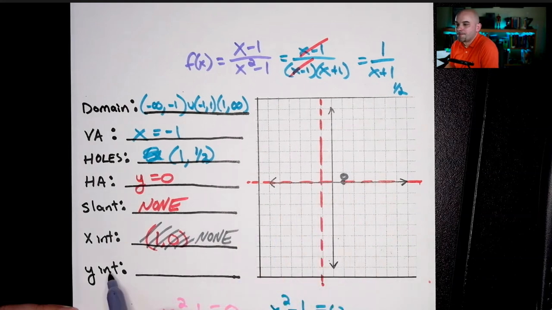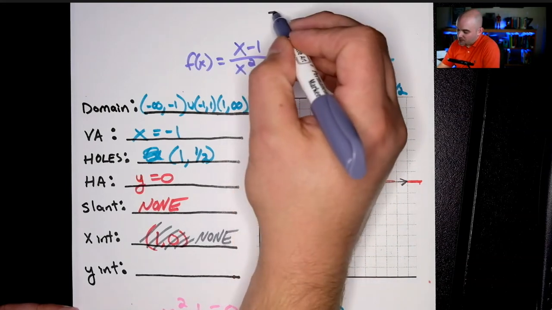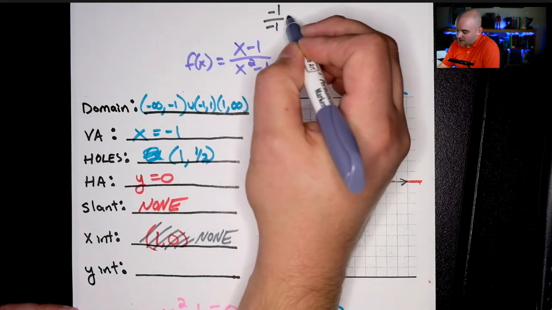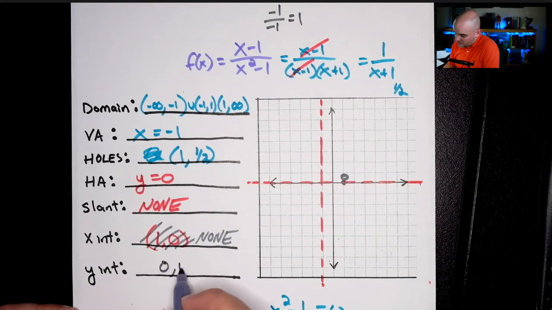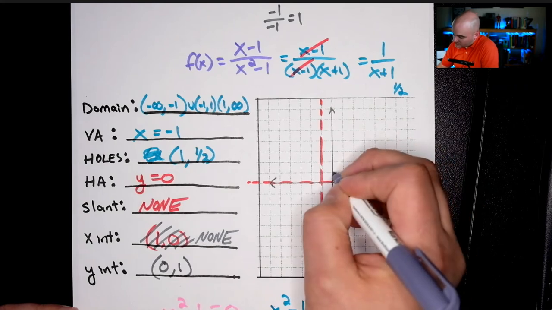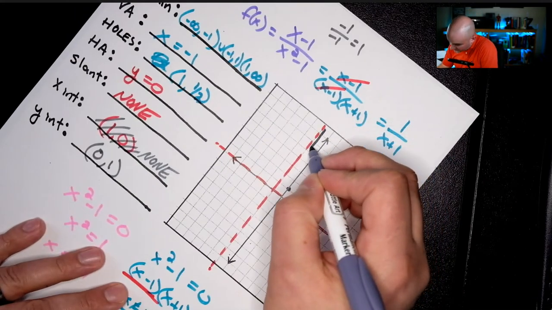We can't do that. The y-intercept happens when x's value is 0. So if I put 0 in for x, I end up with -1 over -1, which equals +1. So at (0, 1), you do have a y-intercept. And so I can start to see this curve come through like this.